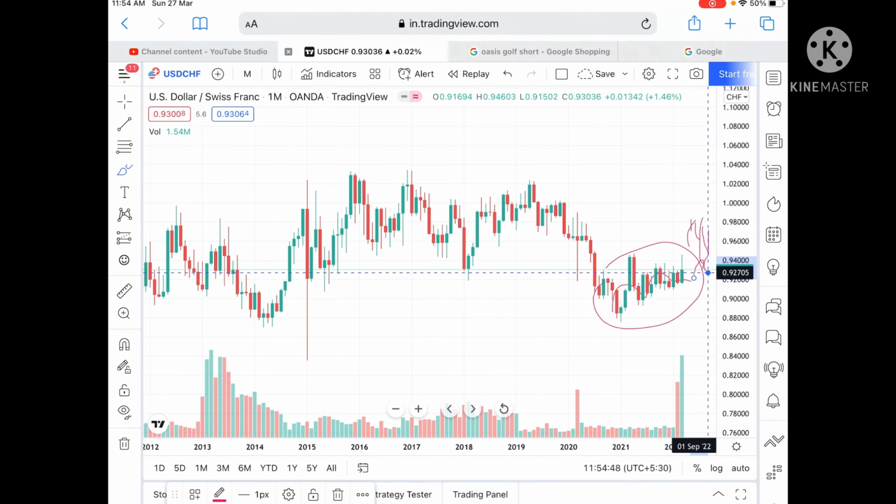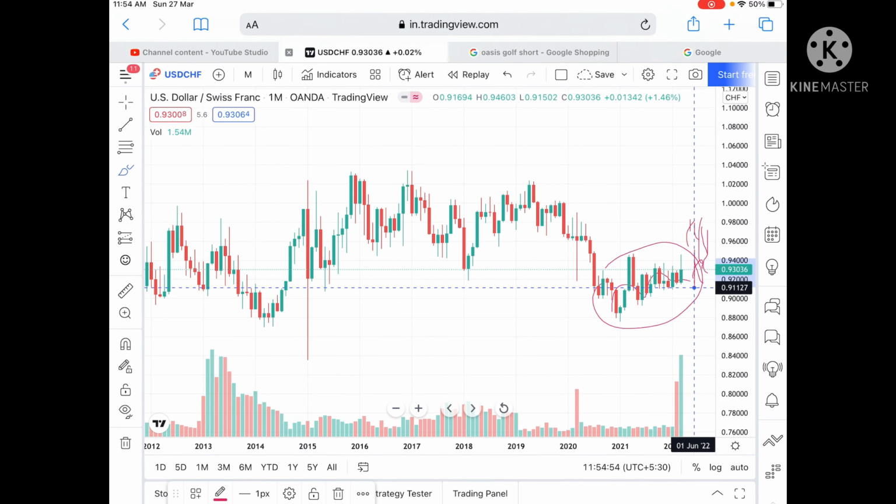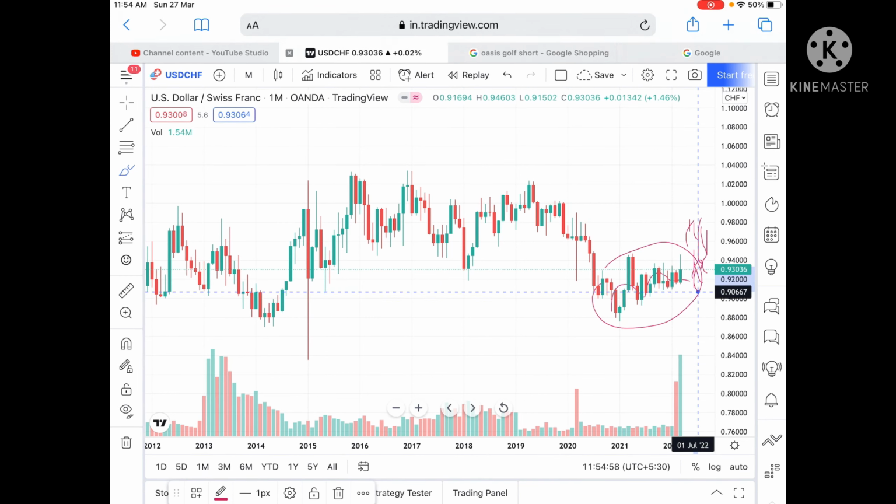The next resistance we can see is coming around 0.92705, and from there we can see a level of 0.91719. If it goes below this level, then we can see a level of 0.911127, and from there we can see a level of 0.90404.